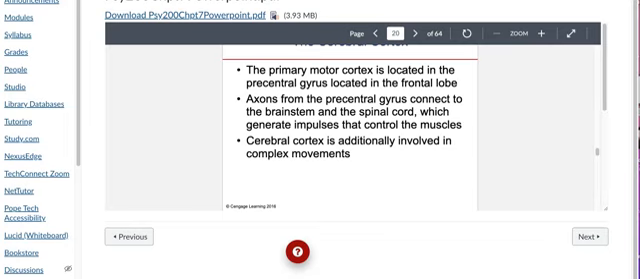The motor cortex sends its signals down through the corticospinal tracts, which cross over in the medulla. That's why the left hemisphere controls the right, and vice versa. But the motor cortex isn't acting alone.